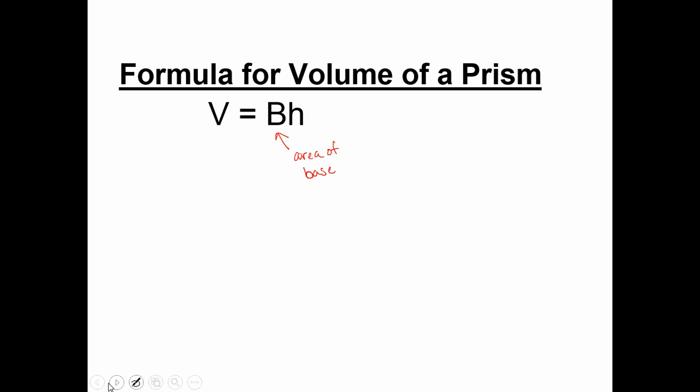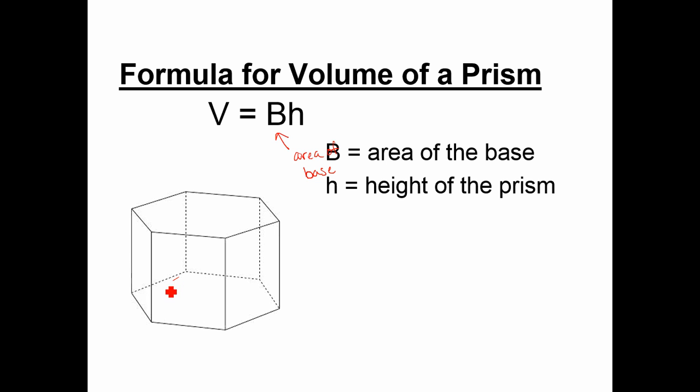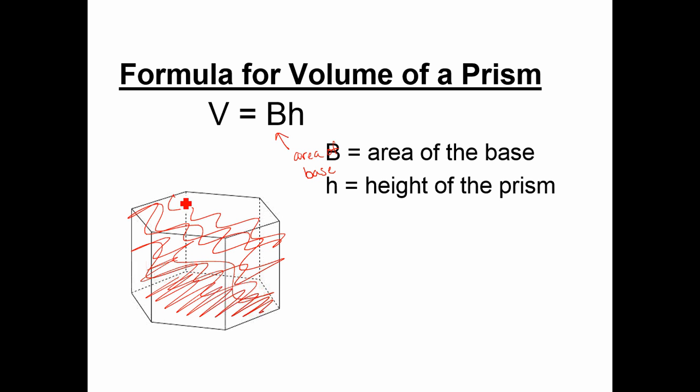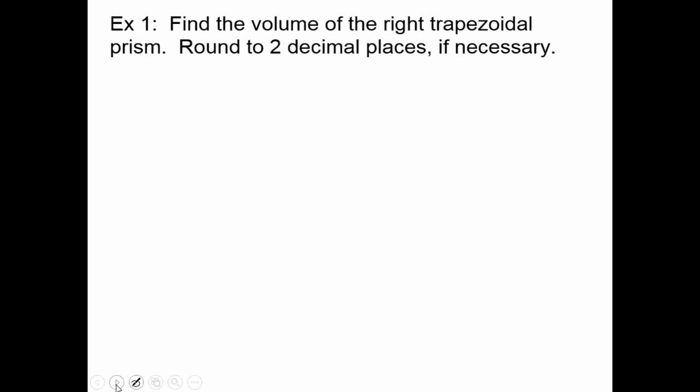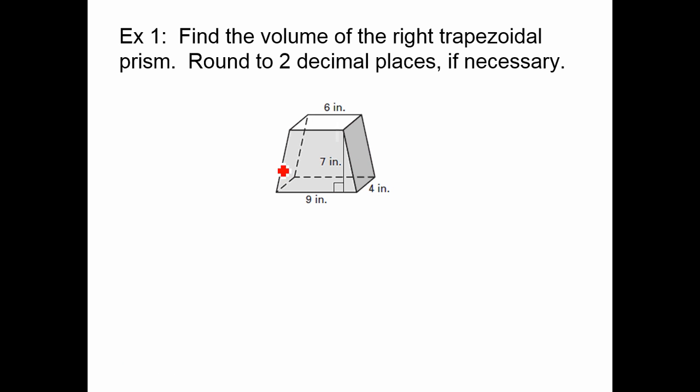So think about filling the base area with cubes and then multiplying by the height of that figure. So remembering again what each piece stands for, we're filling the area of the base first, and then we're multiplying it by the height as if we're filling this whole figure up with little cubes. So let's do an example or two of that. So let's find the volume of the right trapezoidal prism, and we're going to round to 2 decimal places. This is what it looks like. So notice that in this figure you have a lot of rectangles along the sides.